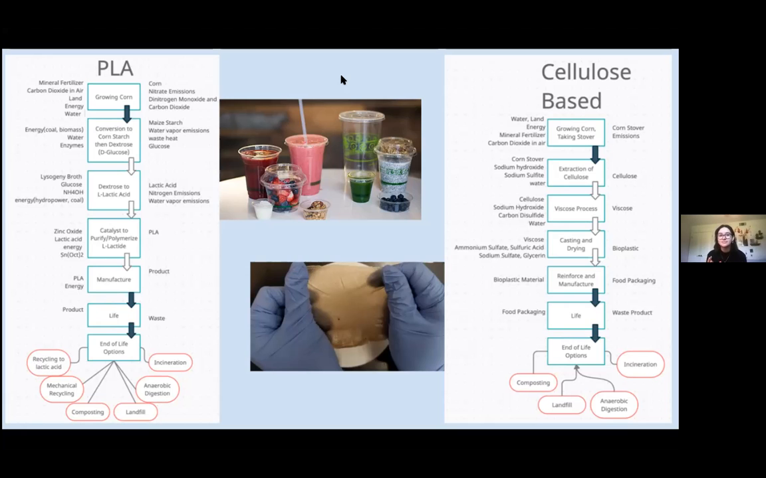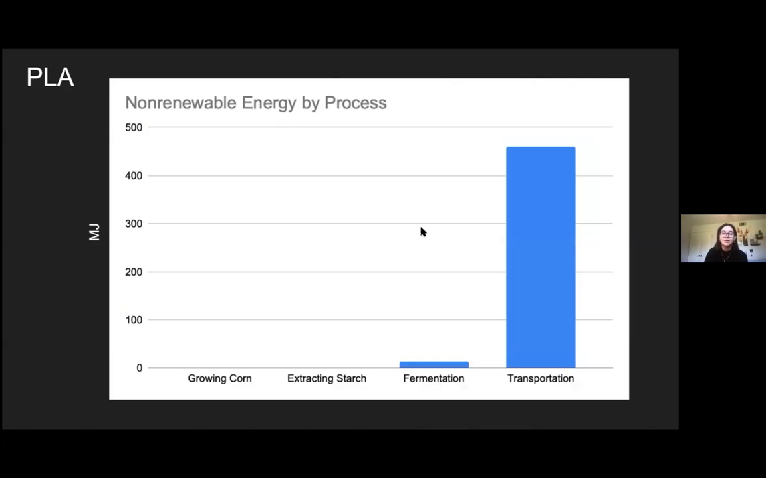PLA is what has been used a lot in the past. It's the most common 3D printing material, and cellulose-based is very new technology. There's not a lot of information on it that I could find. I couldn't even find all the energy inputs needed for it. But I could find energy inputs for PLA, and so I decided to compare the process steps and the non-renewable energy within all of these steps measured in megajoules.